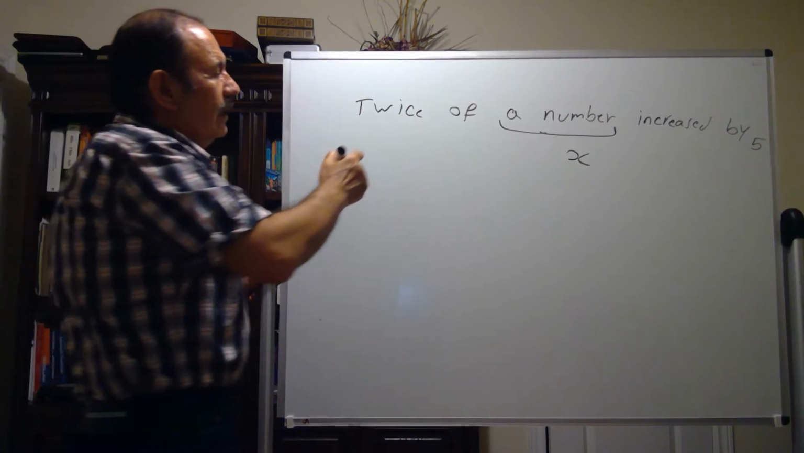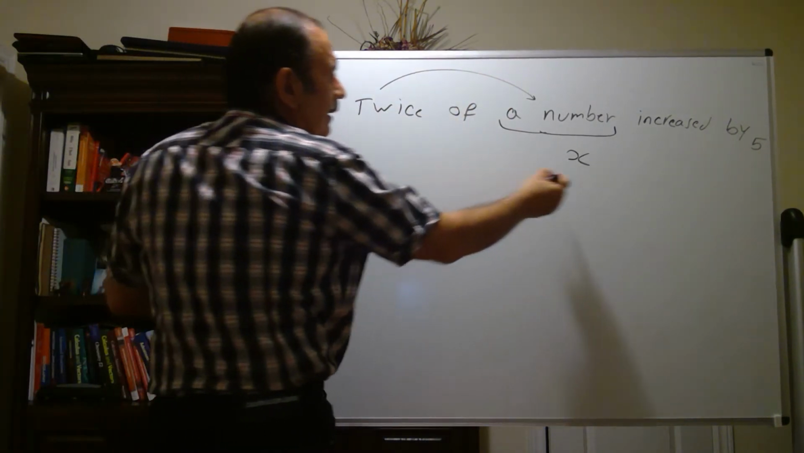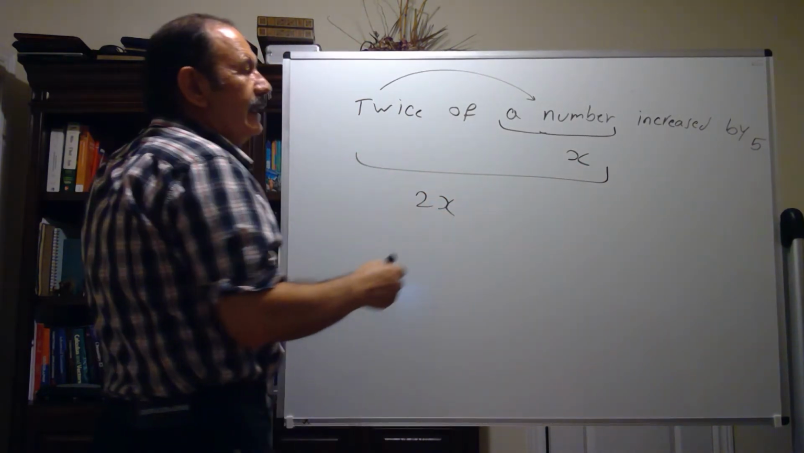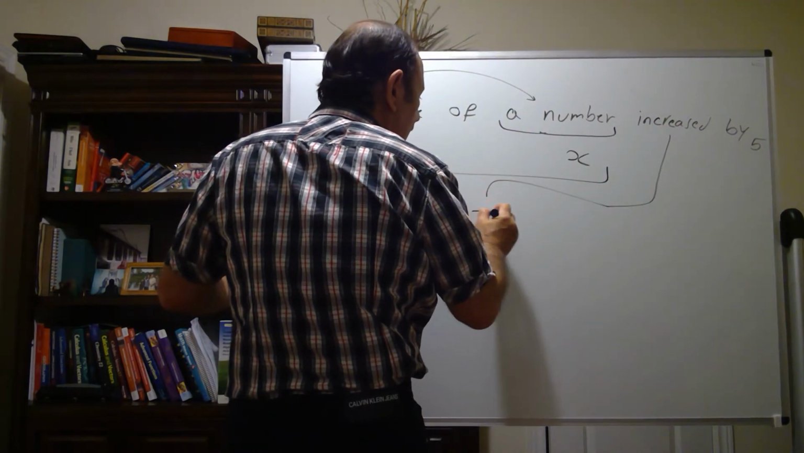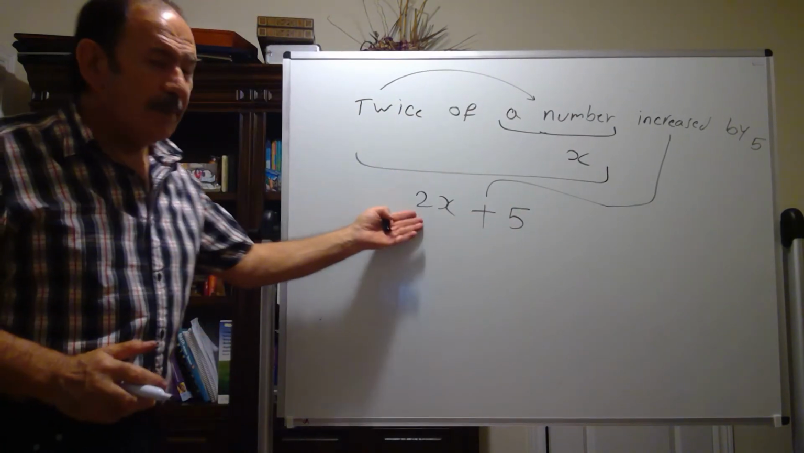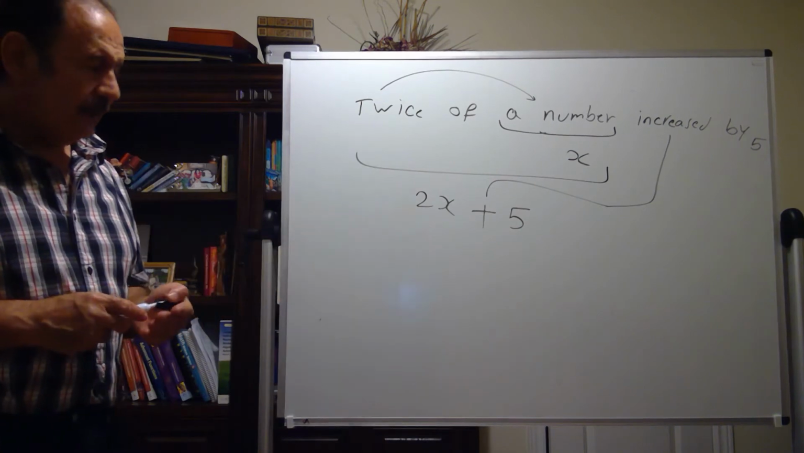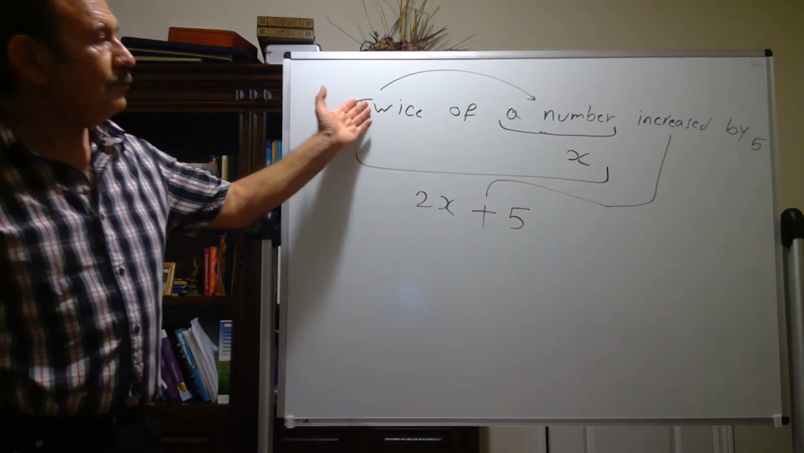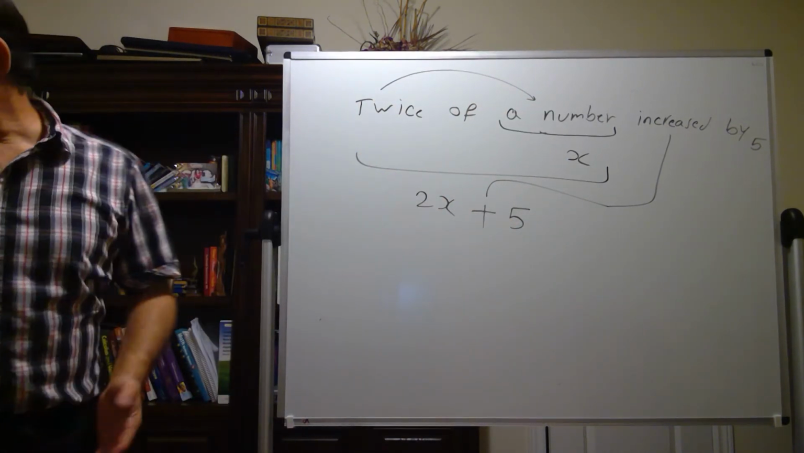So this twice applies to x. Twice of x is going to be 2x. Then increase means addition by 5. Twice of a number increased by 5. This is math language. This one is verbal language. Okay, let's do another example.